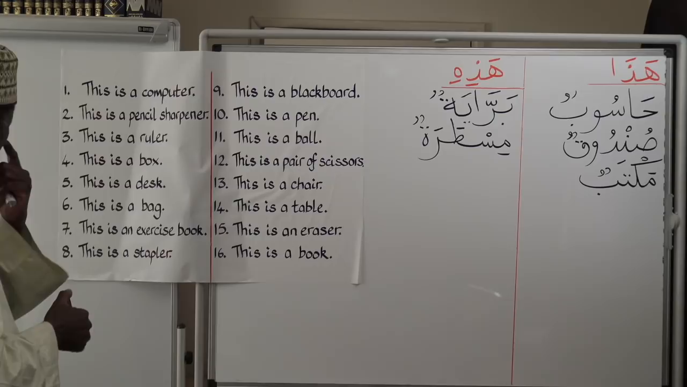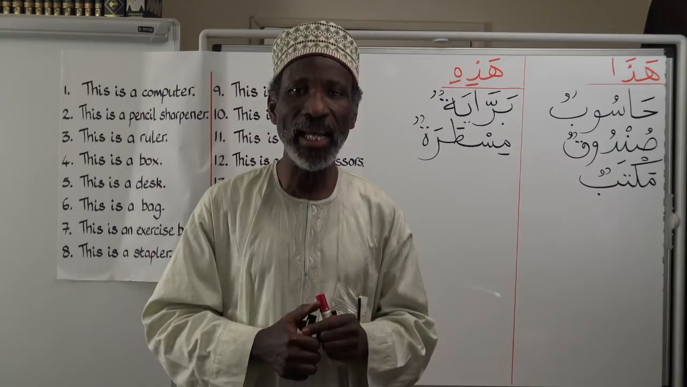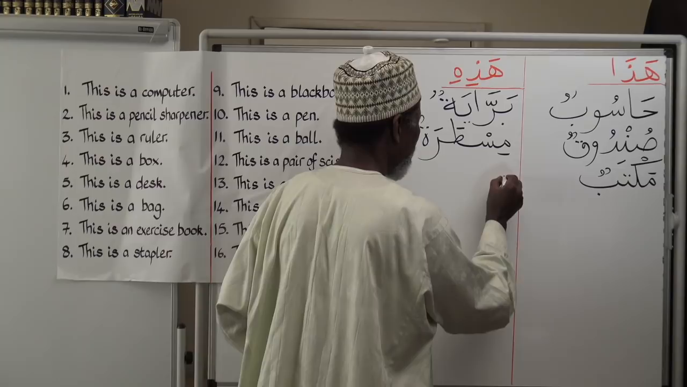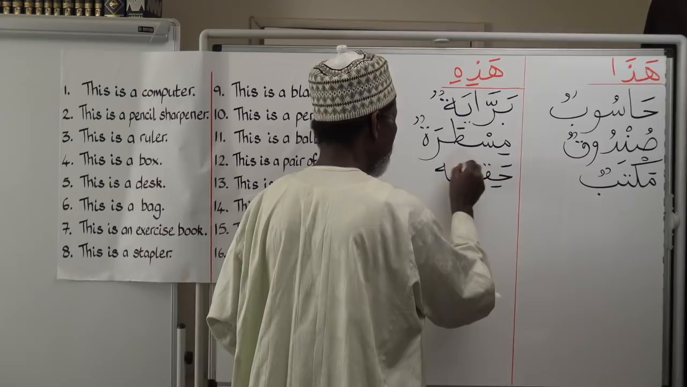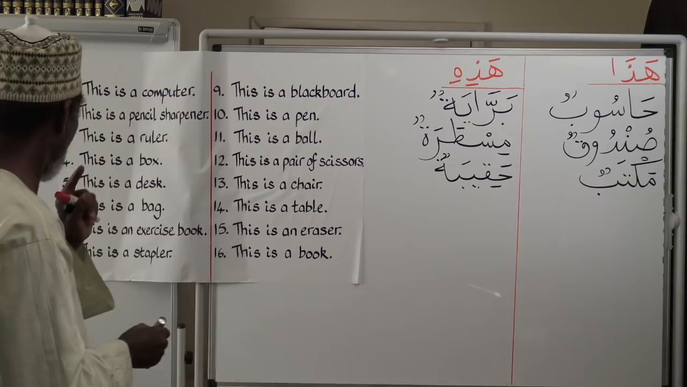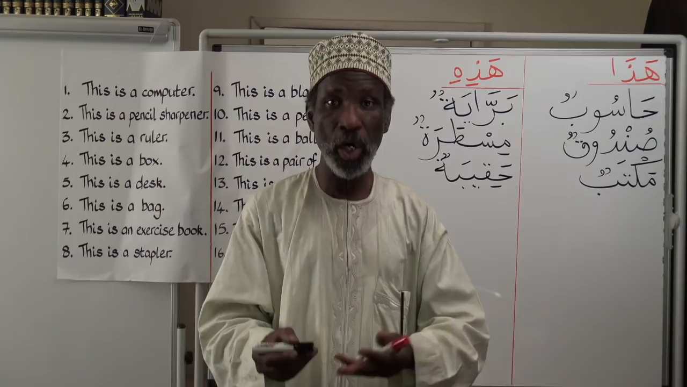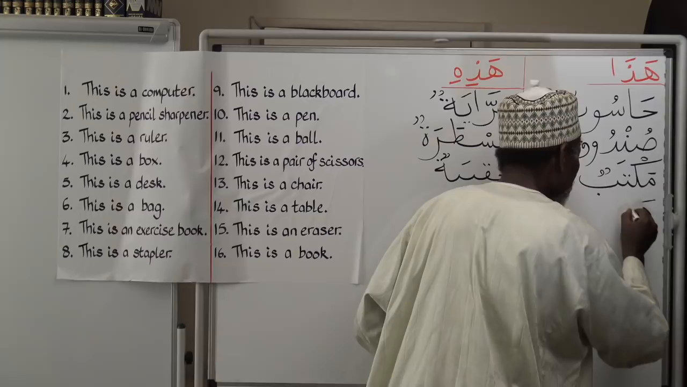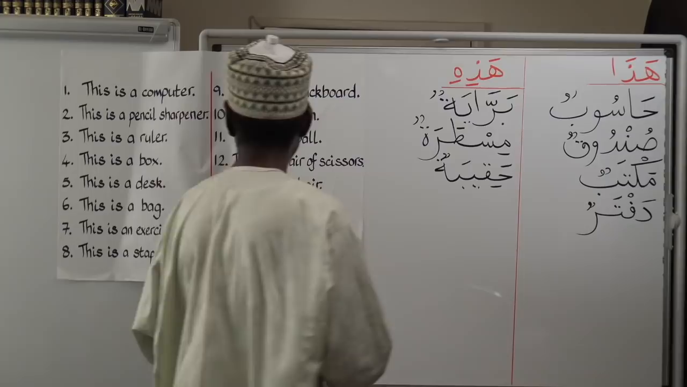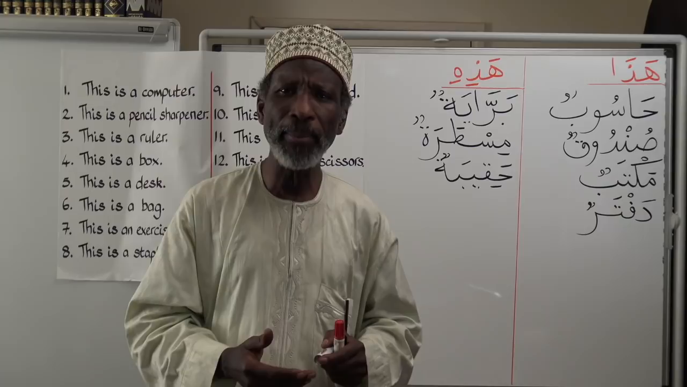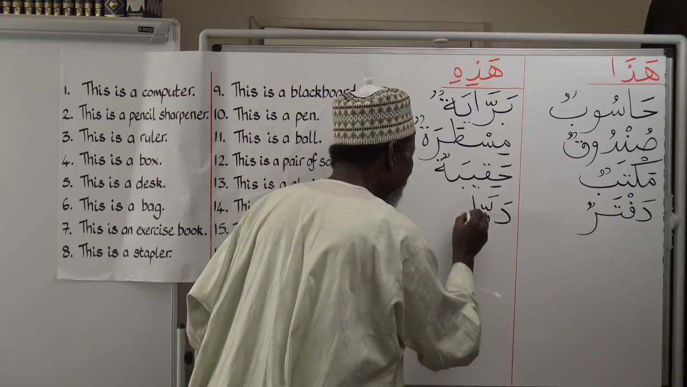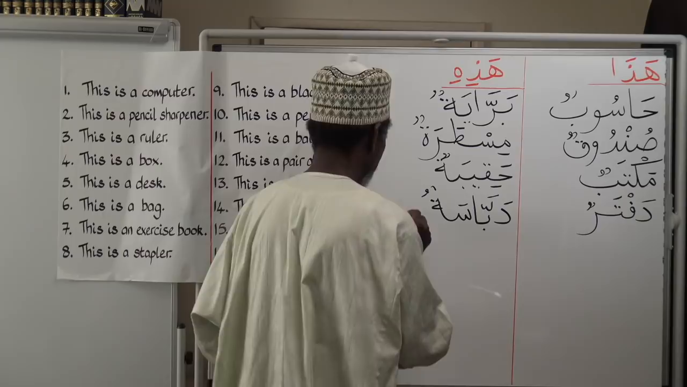Next one, number six: this is a bag. Bag is haqibatun. That's feminine, muannath. Hadhihi haqibatun. Number seven: this is an exercise book. An exercise book or notebook is daftarun. That's masculine. Hadha daftarun. Number eight: this is a stapler. A stapler is dabbasatun, muannath, feminine. Hadhihi dabbasatun.